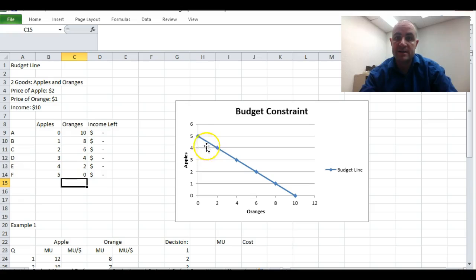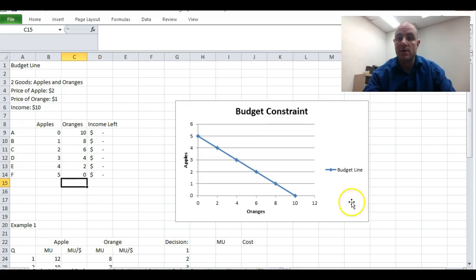Anywhere inside the budget line, you can buy there, but you're not going to be spending all your money. For example, let's say we bought 2 apples and 2 oranges. 2 apples cost $4 plus 2 oranges cost $2. So at this point, we're spending $6. We're just not spending all of our money.